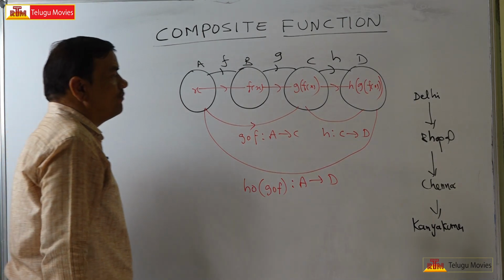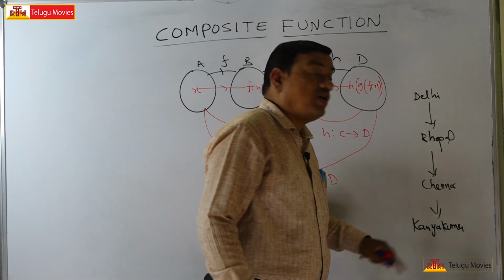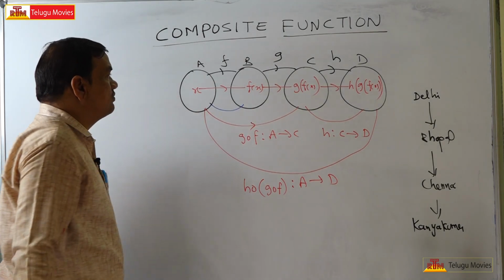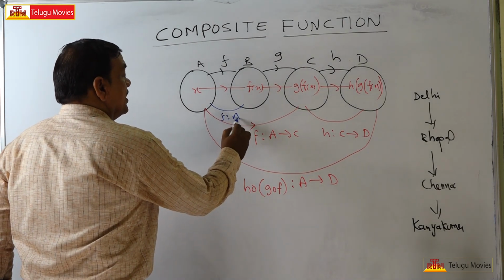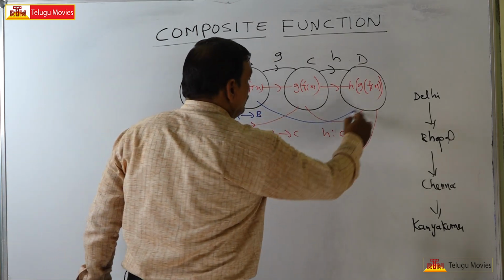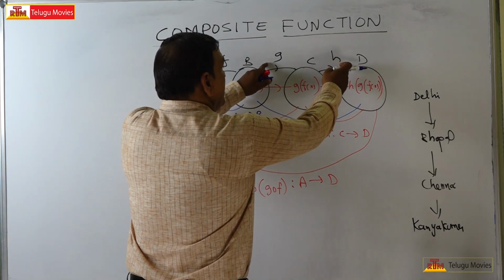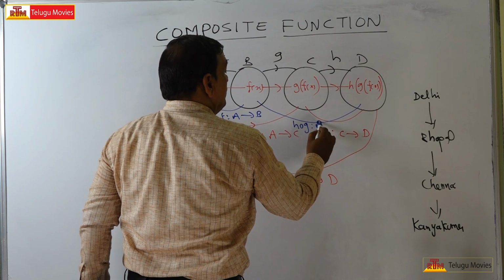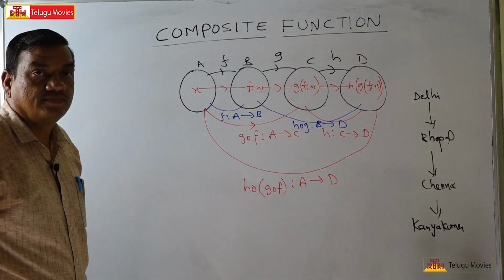For example, I got a train from Delhi to Bhopal, and from Bhopal to Kanyakumari I got a train, with reservation available. So from Delhi to Bhopal, what is the train name? F, from A to B. Again, Bhopal to Kanyakumari I got the train. What is the train? H circle G, from B to D.